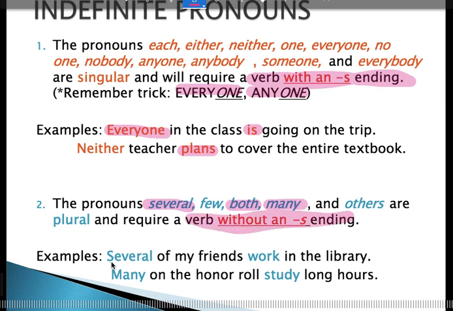Some examples. Several of my friends work in the library. So there are several friends. It's plural. So work, our verb, should not have an S. Many on the high honor roll study long hours. That's many people. We're talking about plural, many people. So study would not have an S. It would be a plural verb.